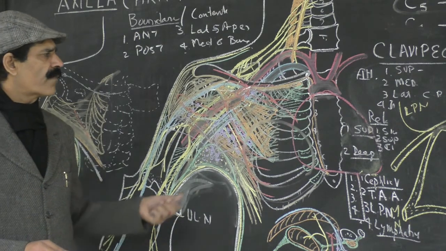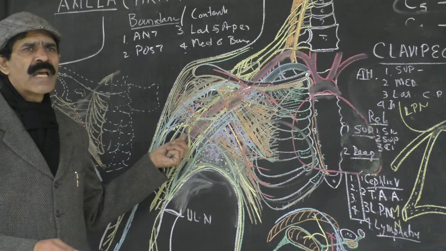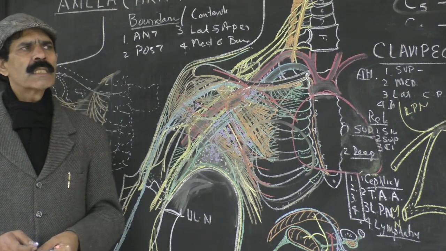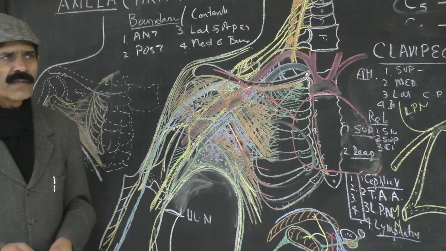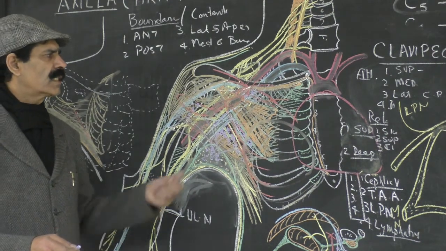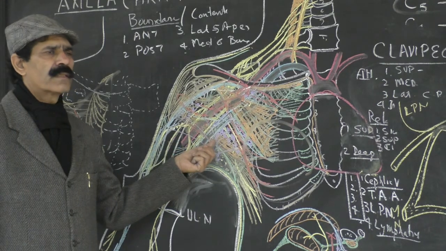So this is how the lymphatics of the breast and the upper limb ultimately go to the cervical lymphatic channel or the lymphatic duct. So this is the axilla and its contents.